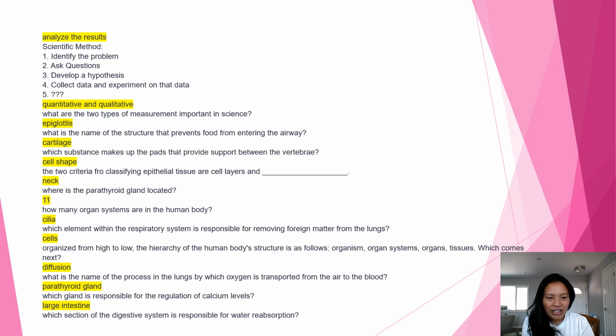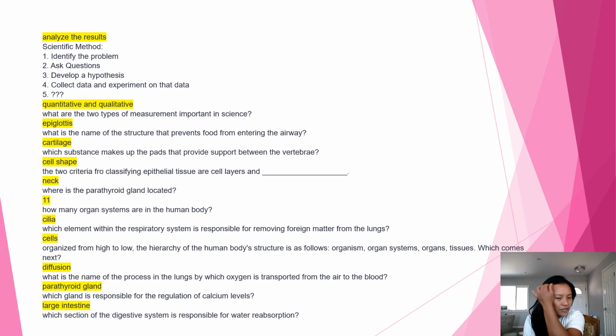Next, the two criteria for classifying epithelial tissue are cell layers and cell shape. So I would remember that: cell layers and cell shape. Where is the parathyroid gland located? As we know, the parathyroid is located in our neck. And how many organ systems are in the human body? There are 11 organ systems in the human body. Then, which element within the respiratory system is responsible for removing foreign matter from the lungs? The answer is cilia.